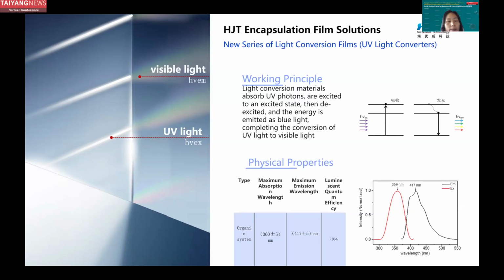In the early days, we used double-sided UV cutoff film or single-sided UV cutoff film as encapsulation solutions. Later, we began to change the application to conversion film. The physical properties of our conversion film are that the maximum absorption wavelength is about 360 nanometers, and the maximum emission wavelength is about 417 nanometers. Our conversion material's light emitting quantum efficiency can reach more than 95%.